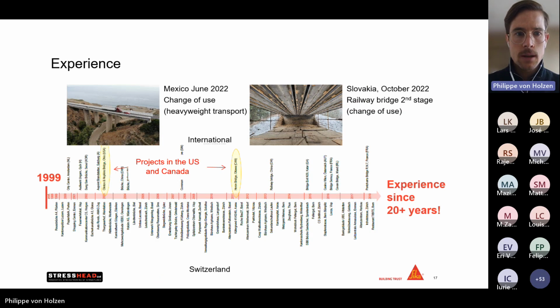To a little bit give you an overview of what we have done, we can see in the last couple of years, we have had a lot of projects, obviously in Switzerland itself, but as well, we have been very active internationally. We had just last summer, about a year ago, our first project in Latin America, where we strengthened this bridge close to Tijuana for a heavyweight transport over 500 tons. And we're able to finalize the second stage of a very big project of 4 bridges in Slovakia by the end of last year.